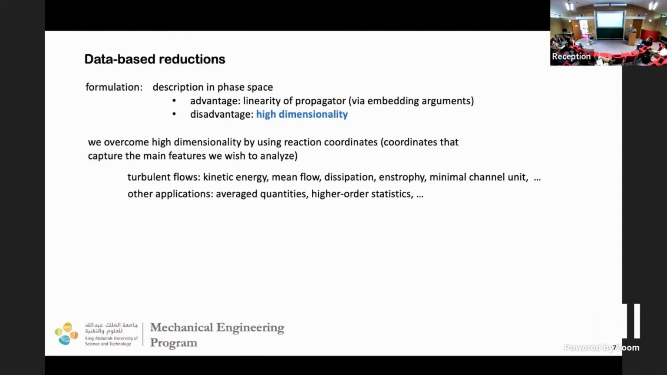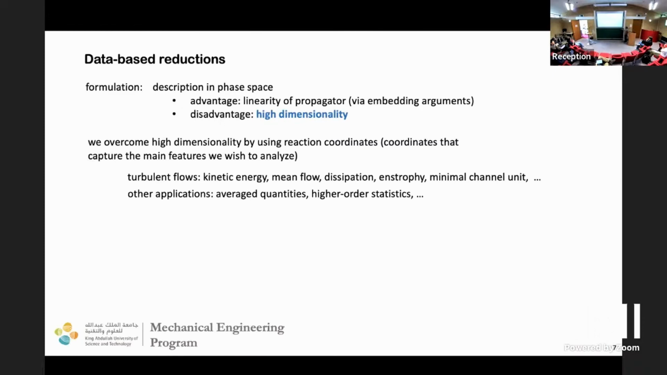If you have any other application, I'm going to show you one on the next slide, you often get away with average quantities or higher order statistics. So this is a very, very simple way of first boiling it down to something that is manageable. And then once we have that, we go through the full analysis, and then we're going to go back and revisit that a little bit later.